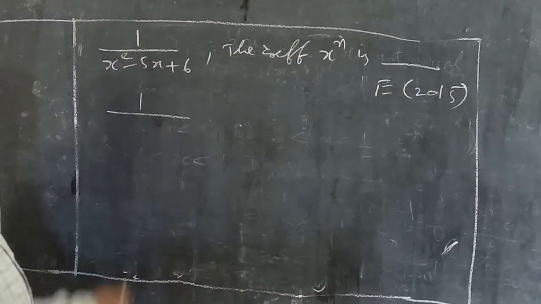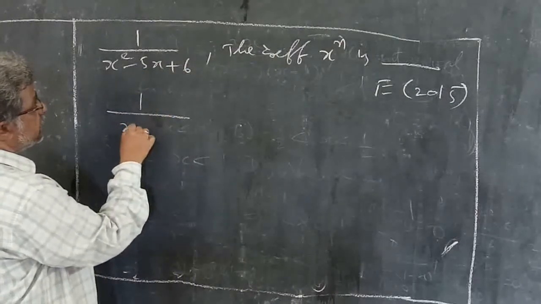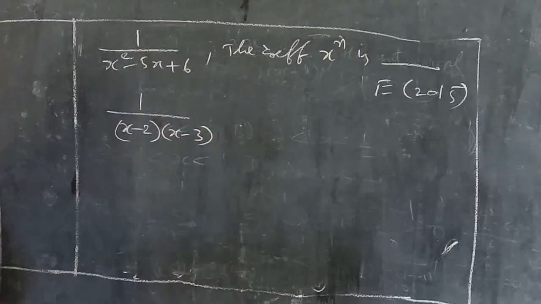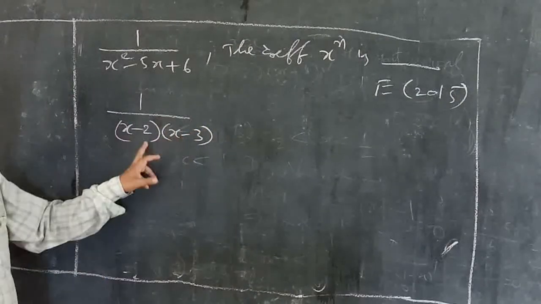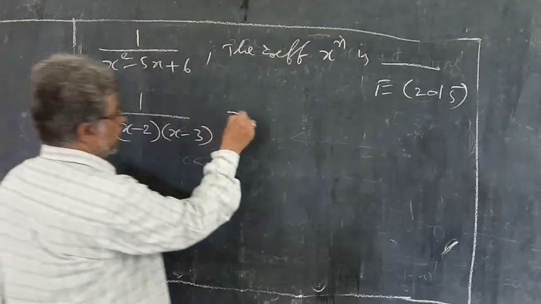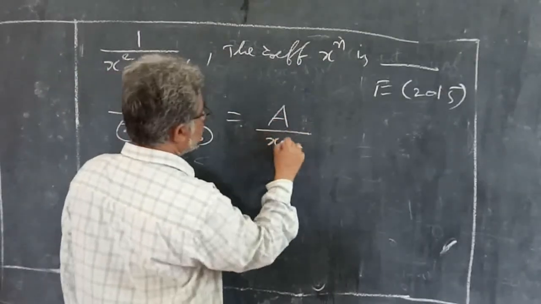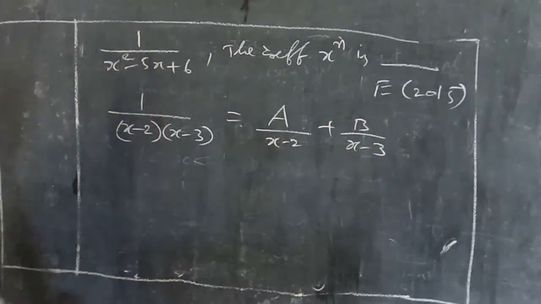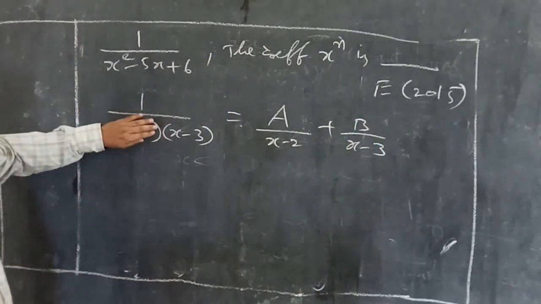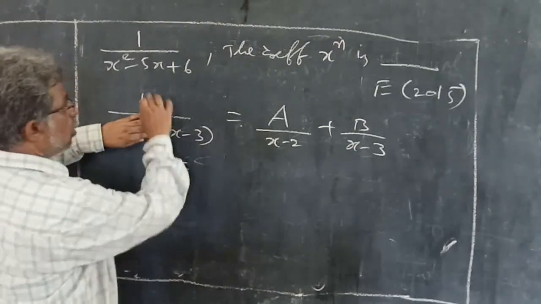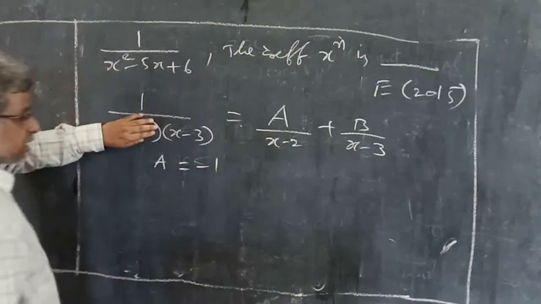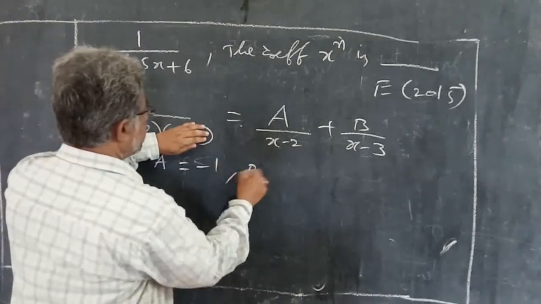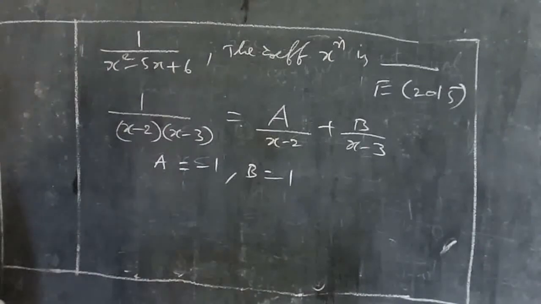Splitting the middle term: 3 times 2 is 6, 3 plus 2 is 5. So it becomes x minus 2 into x minus 3. Now you write it as a by x minus 2 plus b by x minus 3. Now I need the a and b values. For a value, close this and substitute x equal to 2 in this. So a equal to 1 by 2 minus 3, which is minus 1. For finding b value, close this and substitute x equal to 3. So b is equal to plus 1. So I got the a value and b value.